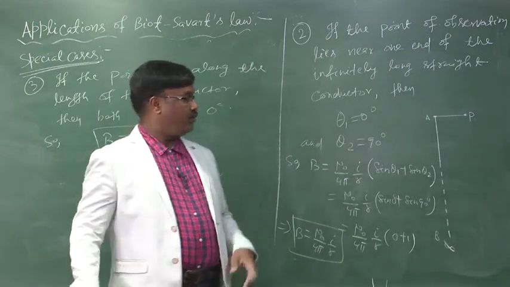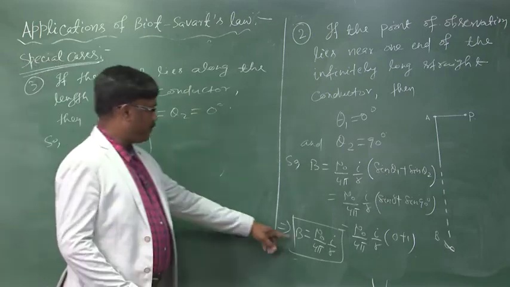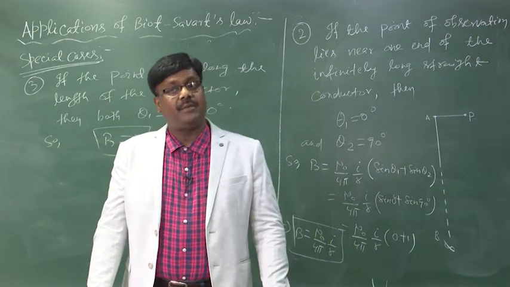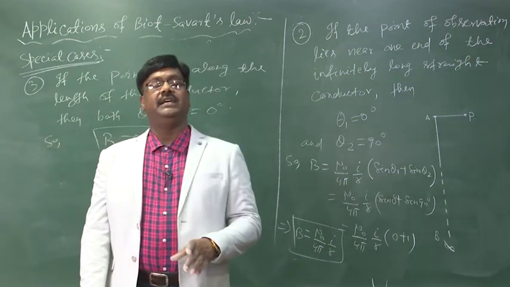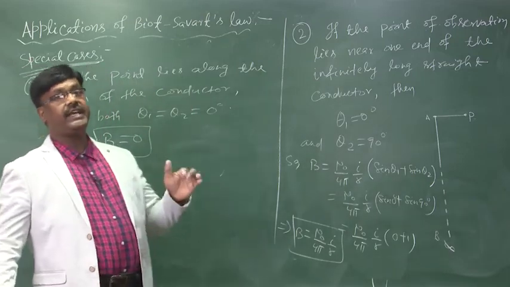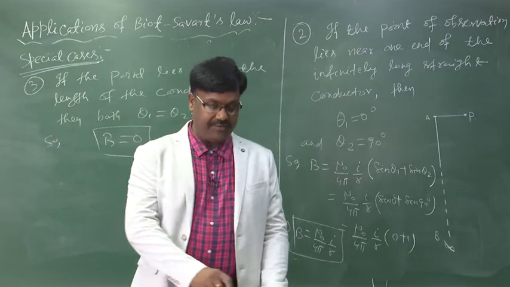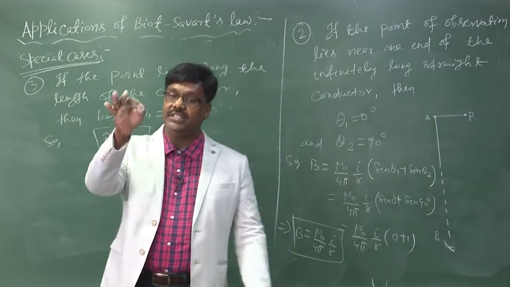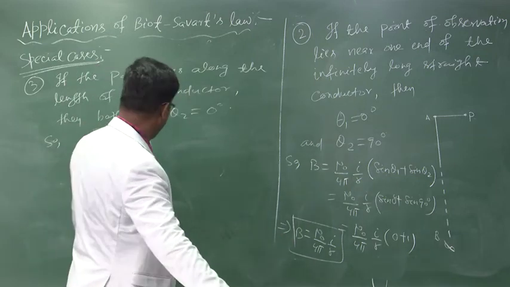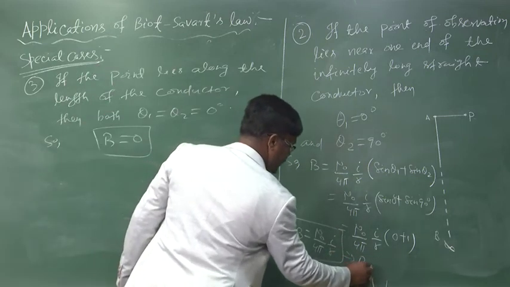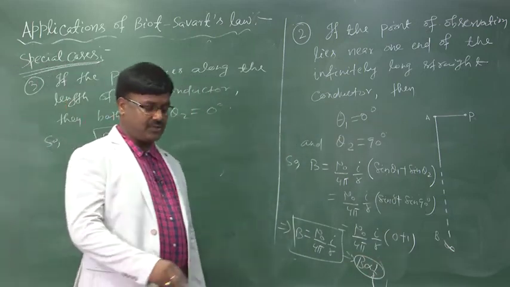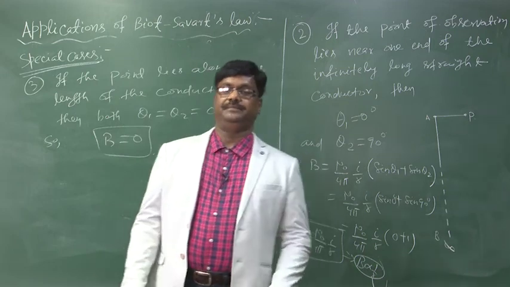Here we have obtained B proportional to 1 by r. But according to the Biot-Savart law, B varies inversely with the square of the distance. In the case of an infinitely long straight conductor, B varies inversely with the distance only: B proportional to 1 by r, whereas in the Biot-Savart law, B is proportional to 1 by r squared.